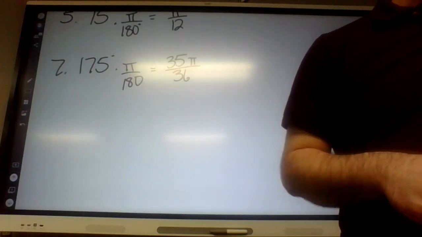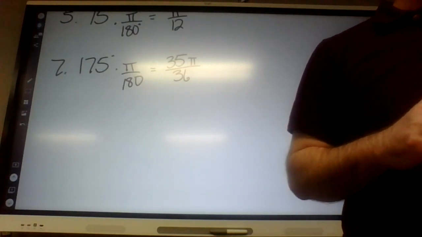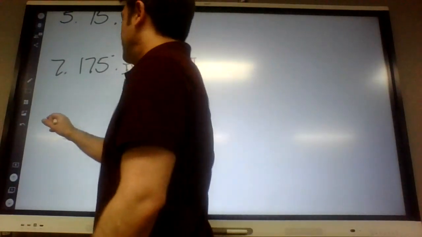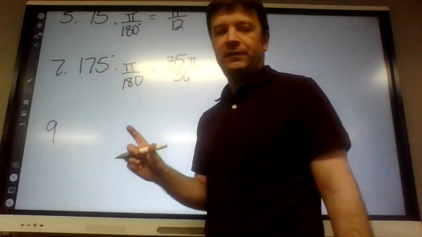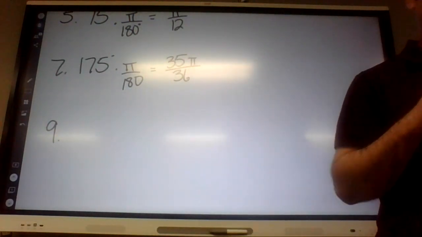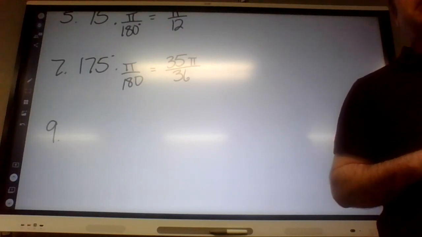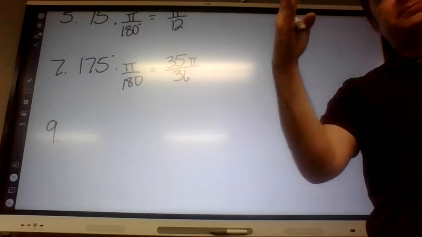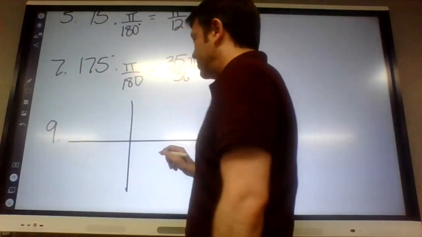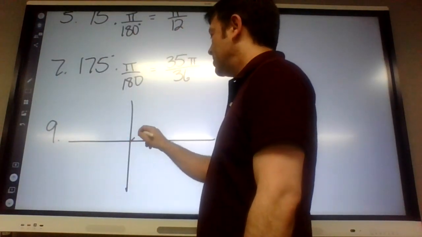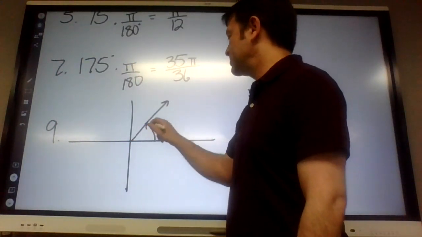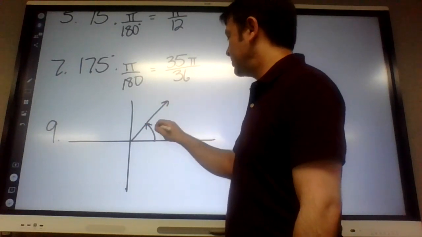Okay, number 9. This time we have to draw it. So remember when we drew the rotation on Friday? You can kind of cheat. It's not really cheating, but you can look at that unit circle up in the upper right corner to help you out. Pi over 3. You guys remember that pi was 180, right? So pi over 3 is 1/3 of that, which is 60 degrees. So that's why it's right there. So this is pi over 3. I'll put it right there.